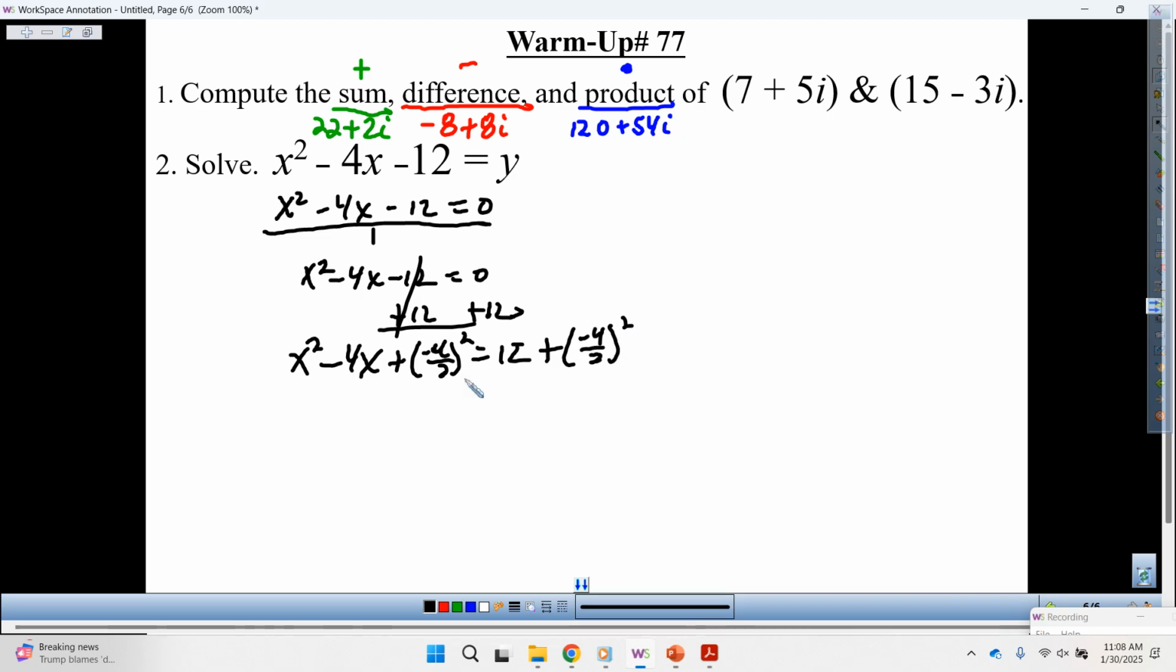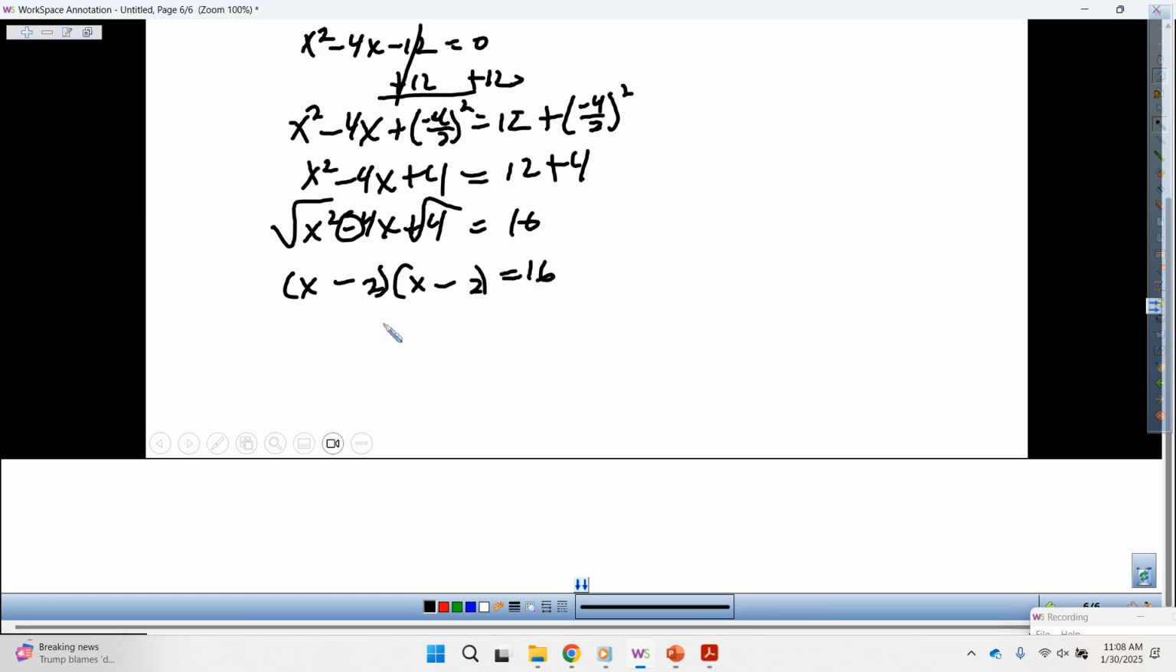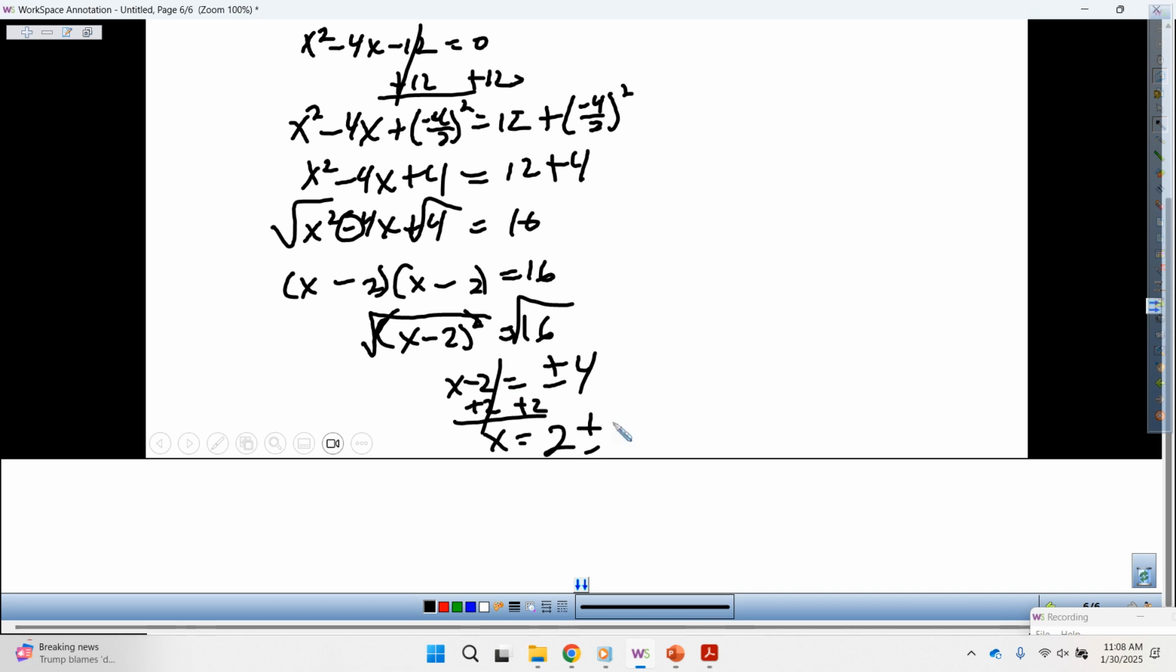-4 over 2 squared. X squared minus 4x plus 4 equals 12 plus 4, which is 16 on this side. X squared minus 4x plus 4. Factor. Square root and square root, that is x minus 2, sign of the middle, all that equal to 16, or we can write it as x minus 2 squared equals 16. Next, square root to each side. That gives us x minus 2 equals plus or minus 4. From there we add 2 to each side, so we end up with x equals 2 plus or minus 4.